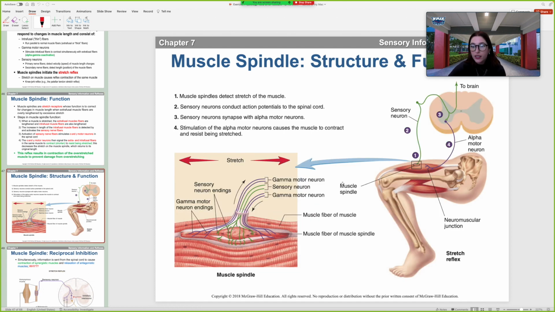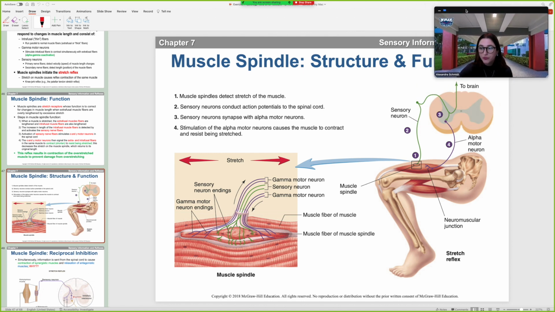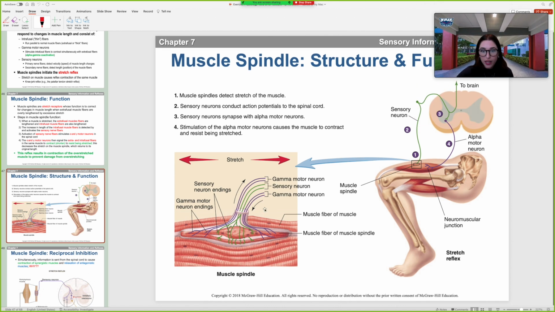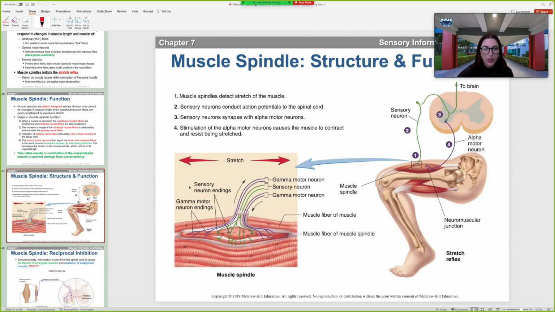So here it is. Here's how it goes. The slide just says structure and function. All right, so let's go step by step. First of all, what do we see here? Okay, here's a little up close picture.